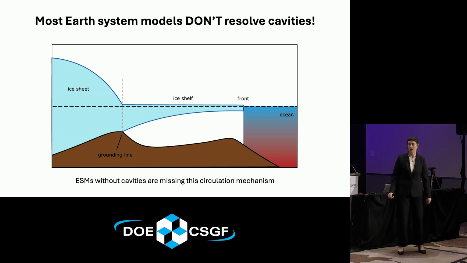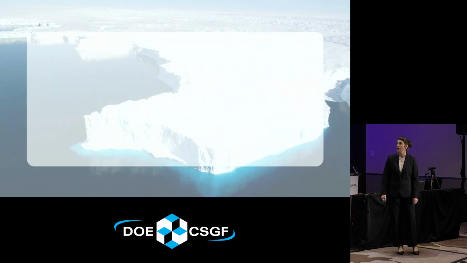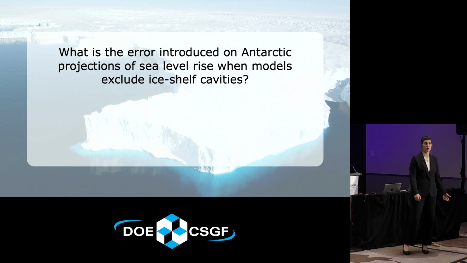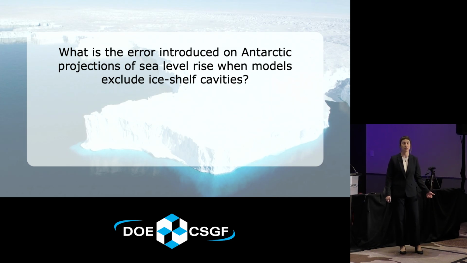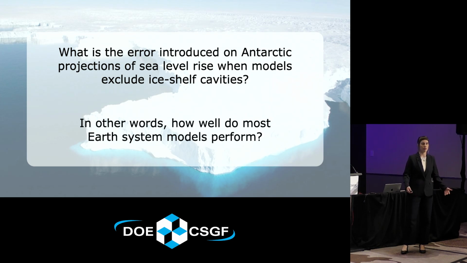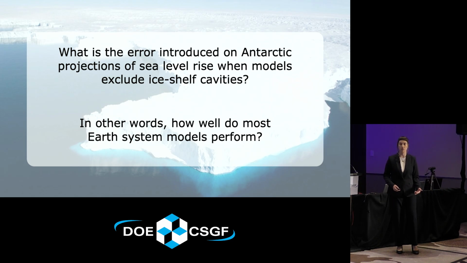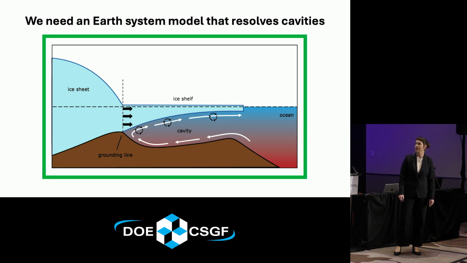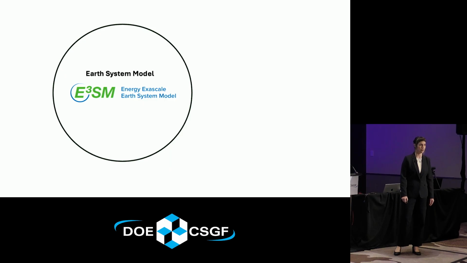And so this kind of motivates 2 questions, and the first one is, what is the error that's introduced on Antarctic projections when we exclude these ocean conditions beneath ice shelf cavities? And another way that we can phrase this is, how well do most Earth system models perform today? Well, we need an Earth system model that actually resolves these cavities. And fortunately, we do have one of those.